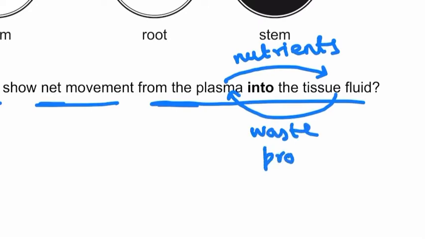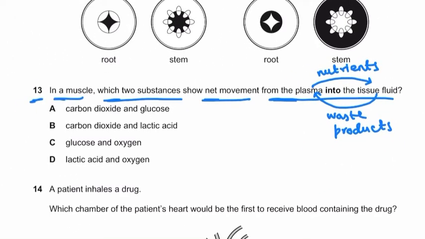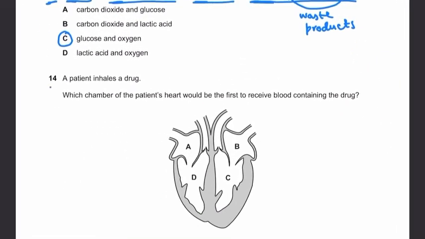So right now, we have to state the substances which will have net movement from plasma to tissue fluid. These should be the nutrients, and nutrients are glucose and oxygen. So guys, the answer is C. Let's move on to MCQ number 14.